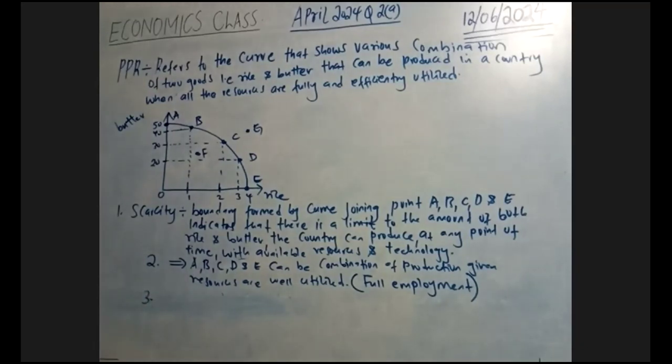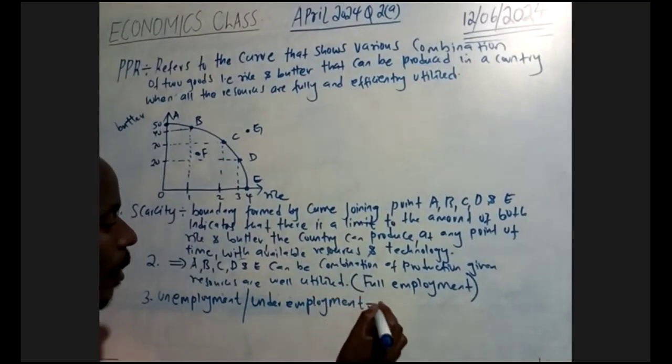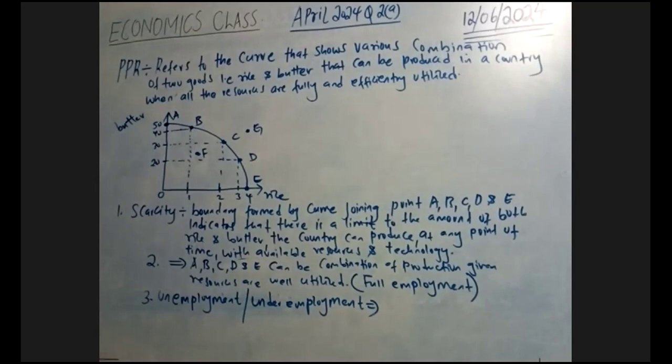Number 3, we can also talk about unemployment stroke underemployment. So that's another way you can also add. You can add that one. We are still explaining that question, the way you are supposed to answer it. So unemployment stroke underemployment. This is where we have not utilized our resources well.